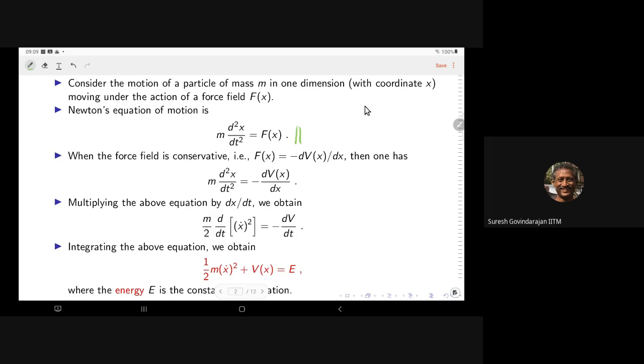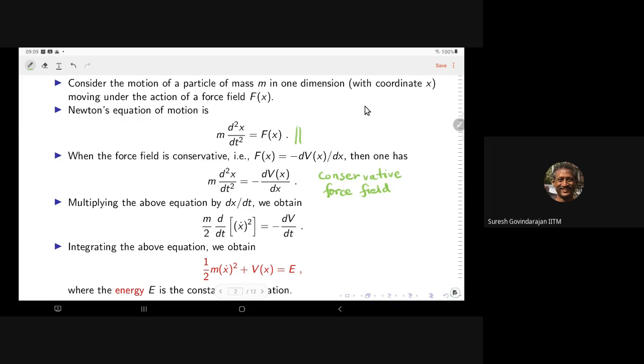So this is for the conservative case. That's what we get. And then one integration can be done very easily. You just multiply this equation by dx/dt. And then you will see that the left-hand side becomes m/2 d/dt of x dot squared, and the right-hand side becomes minus dV/dt. And remember, V of x is a time-independent potential. Okay, so this is important.